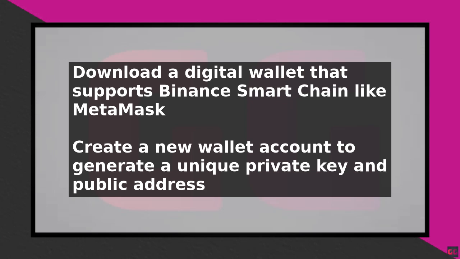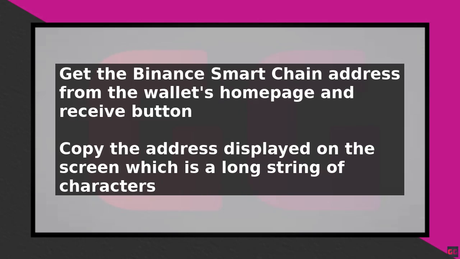You can also add the Binance Smart Chain network to your MetaMask wallet by going to the Settings page and clicking on the Add Network button. Then, enter the Binance Smart Chain network details, including the network name, RPC URL, chain ID, and symbol. After adding the network, you can switch to the Binance Smart Chain network and get your address.